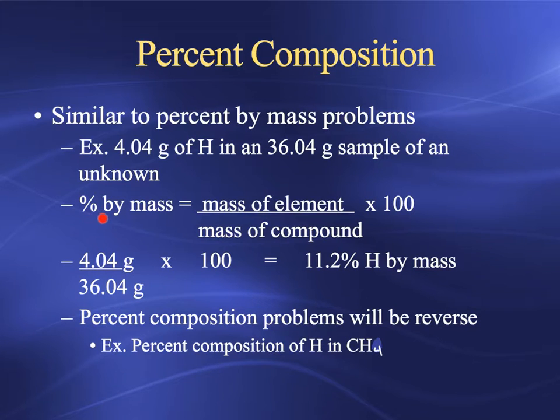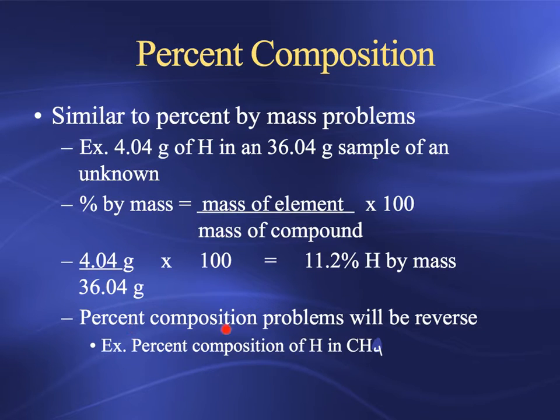Well, that formula was the percent by mass is equal to the mass of the element divided by the mass of the compound times 100. So we would just plug in the numbers here of 4.04, the mass of the element hydrogen, divided by 36.04 grams, the mass of the compound, times 100. We got 11.2% hydrogen by mass.